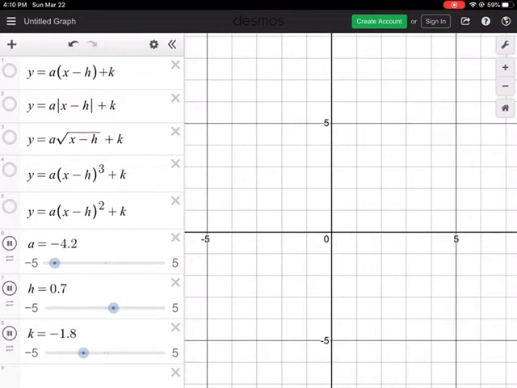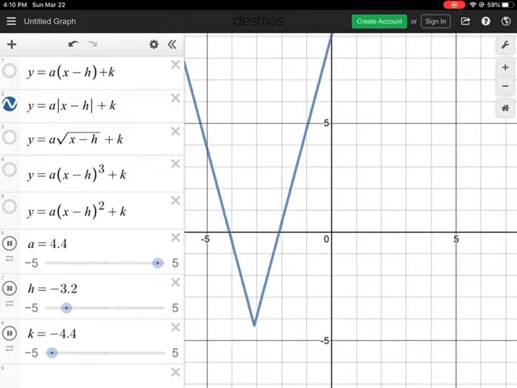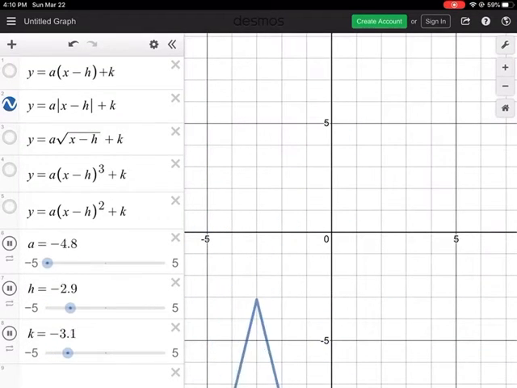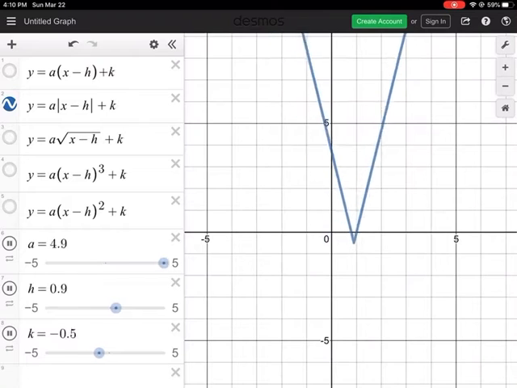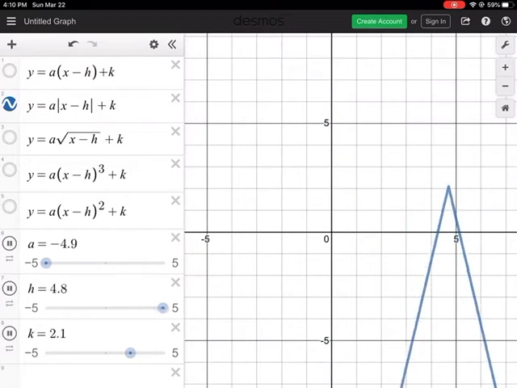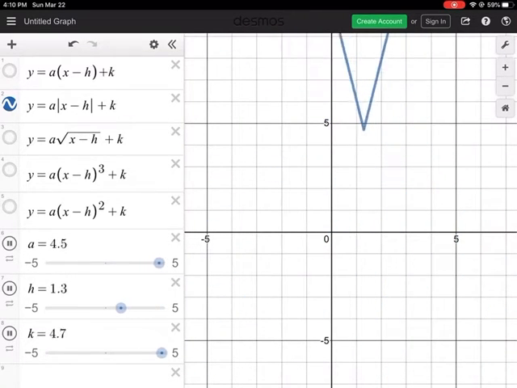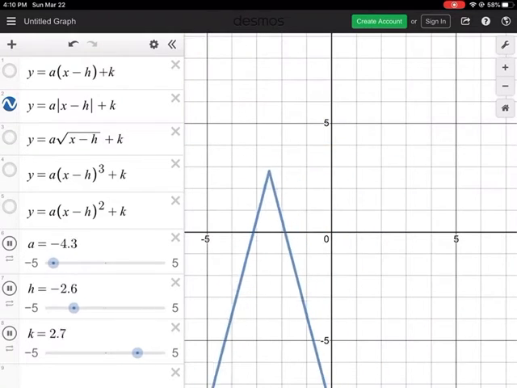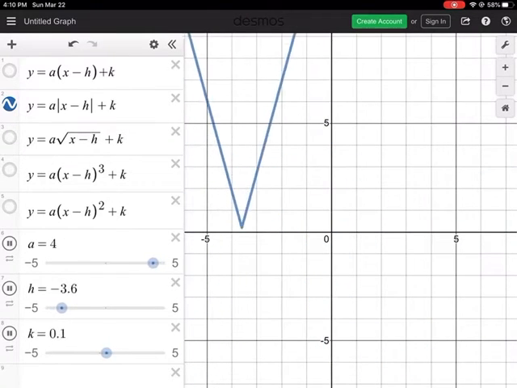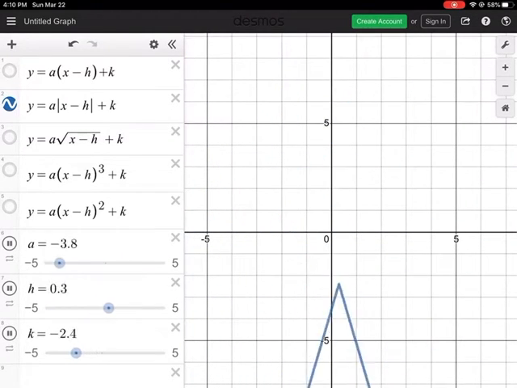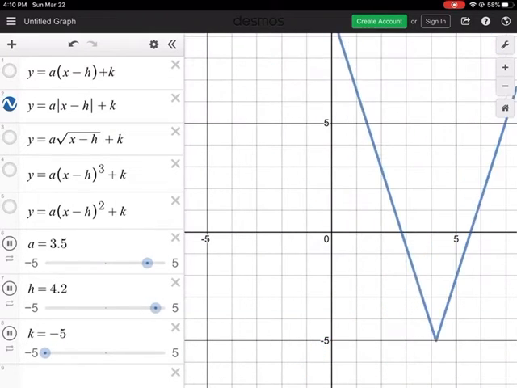Next we have our absolute value graph. That one is V-shaped. For the absolute value graph, we're going to learn how to do the same things. Learn how to move it up and down, left and right, make it narrower and wider, and flip it upside down.